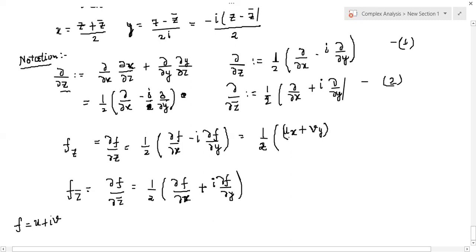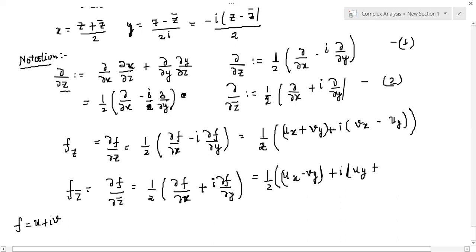I hope you'll be able to do all these things on your own. And with iota, what will be the term? I know that f is equal to u plus iota v, so I'll simply get vx, and from here I'll get simply minus of what? Uy. Okay, and this particular fellow I can write ux minus vy plus iota uy plus vx. Okay, so all you need to write here is, instead of f, just write u plus iota v.